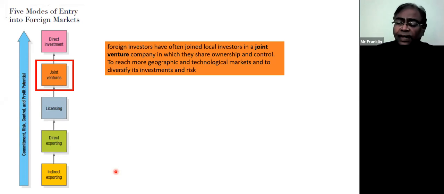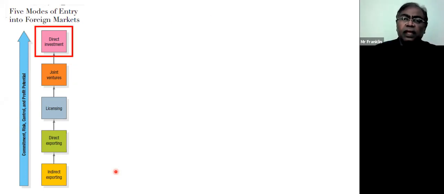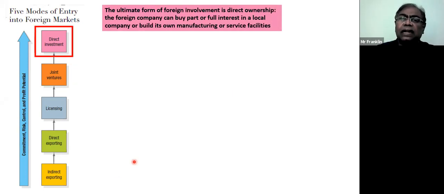And then the final one is direct investment. Direct investment is the ultimate form of foreign involvement, where the company can buy a part or full interest in a local company and build its own manufacturing or service facility. Right, direct investment.